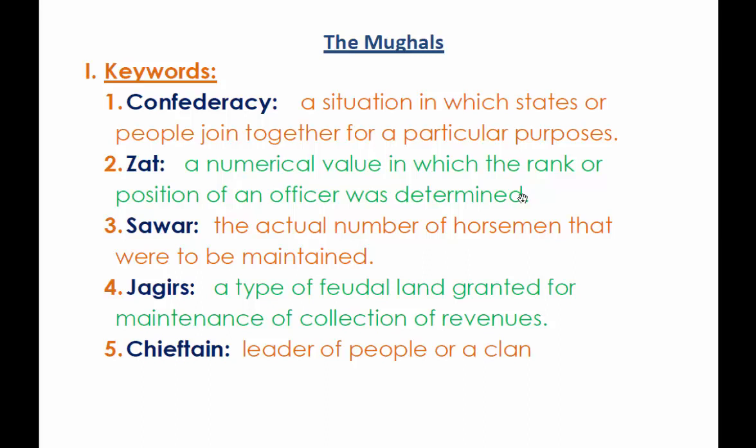The third one is Sawar. Sawar means the actual number of horsemen that were to be maintained. And Jagirs, a type of feudal land granted for the maintenance and collection of revenue, so to say. And chieftain means leader of a people or a clan. So these are some of the important words.